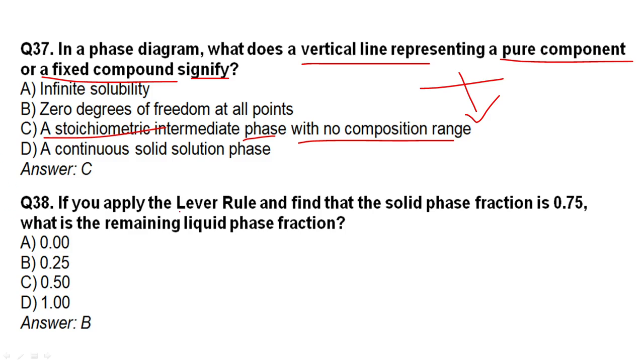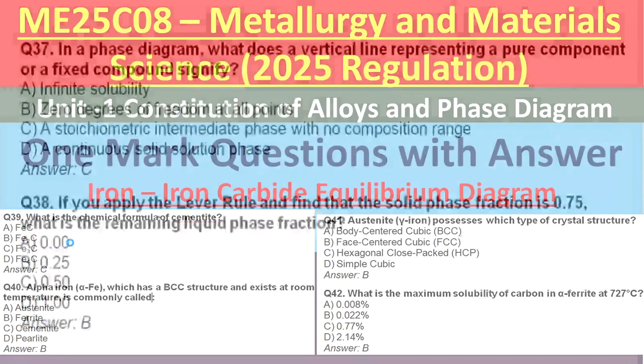If you apply the lever rule and find the solid phase fraction is 0.75, what is the remaining liquid phase fraction? The total is 1, so 1 minus 0.75 is equal to 0.25. 0.25 is the answer.